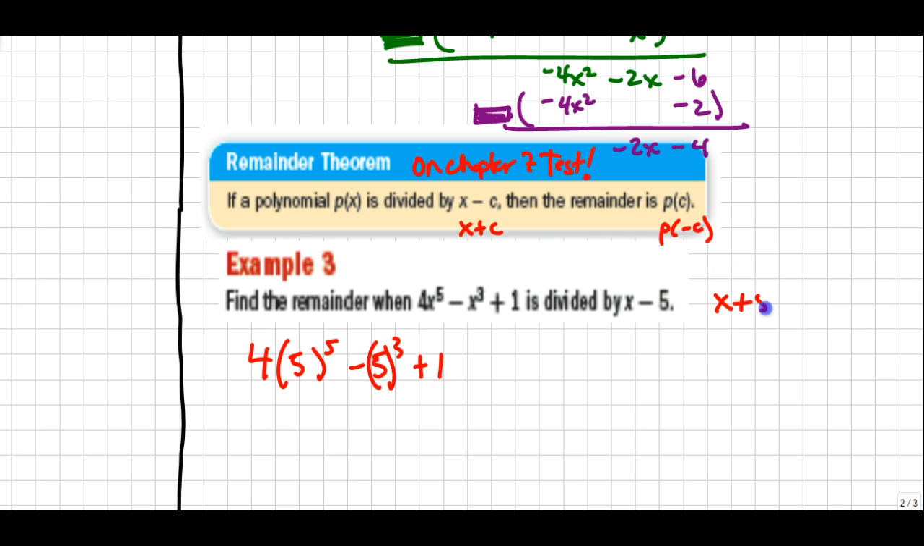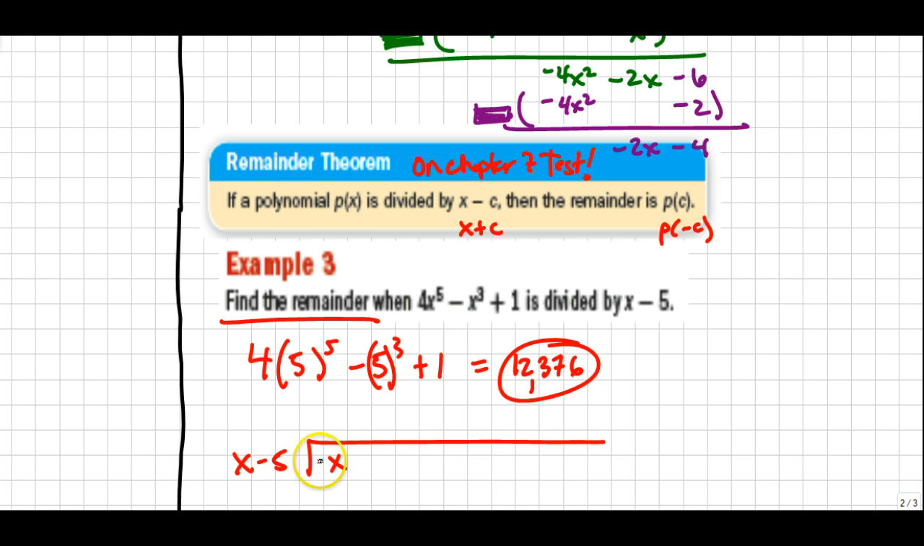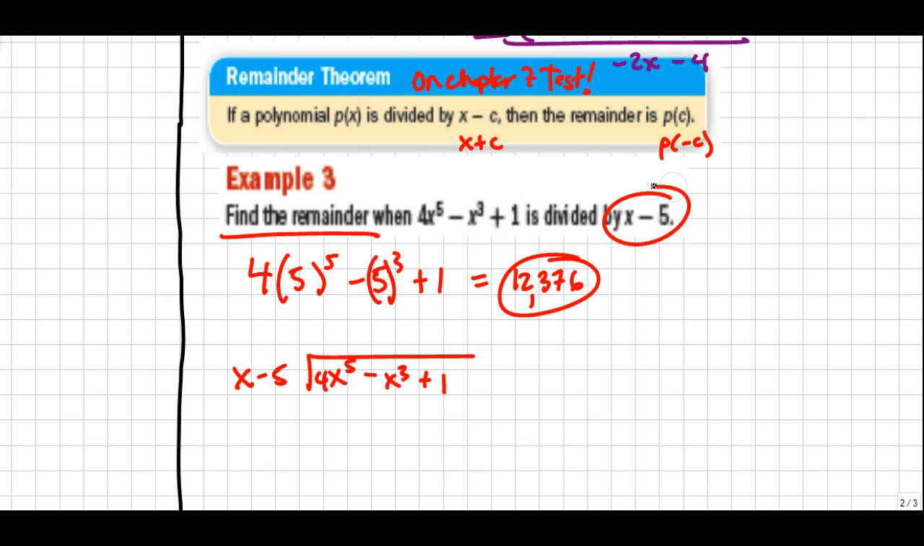If it was x plus 5, I would have filled in a negative 5. Since it's a minus 5, I'm filling in a positive. When you calculate that using the order of operations, you get 12,376. Really nice shortcut. All I had to do was find the remainder. I did not need to set up a division problem in order to find it. I could have, but it would have been a lot more work and it would have been unnecessary. I don't need to divide to find the remainder if the factor that I'm dividing by is just x plus or minus a number. So keep in mind that you don't always have to do division.